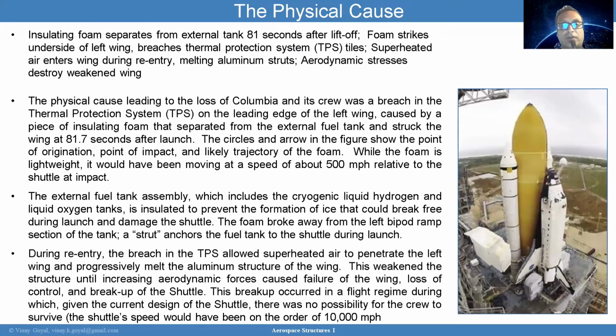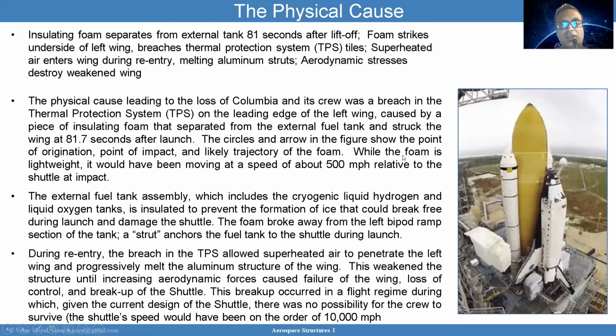So the physical cause is very simple. The insulating foam separates from the external tank 81 seconds after liftoff. So the foam then strikes the underside of this wing, the left wing here, and breaches the thermal protection system tiles. Superheated air enters the wing during reentry, melting aluminum struts. Aerodynamic stresses destroy the weakened wing, and basically the physical cause leading to the loss of the Columbia and its crew was really a breach in the thermal protection system.